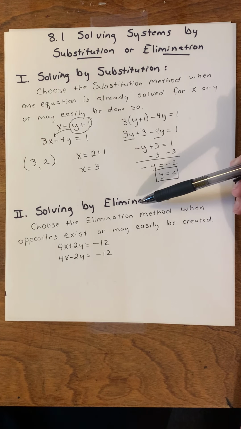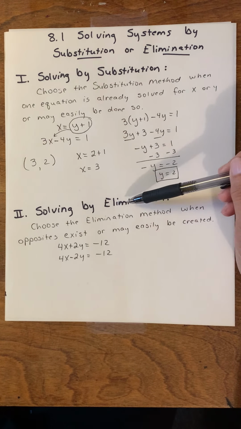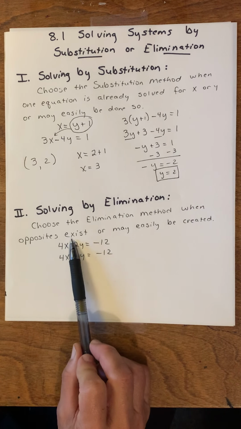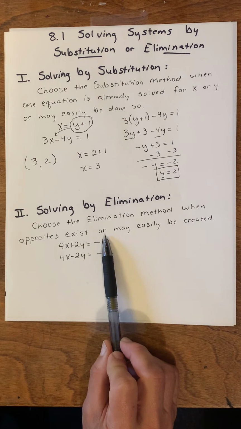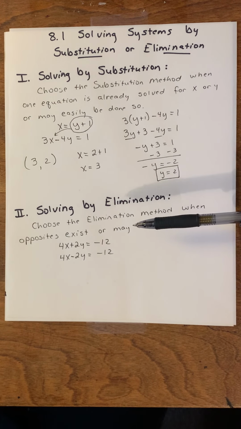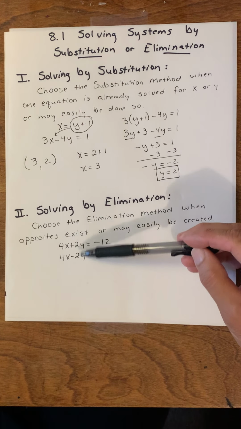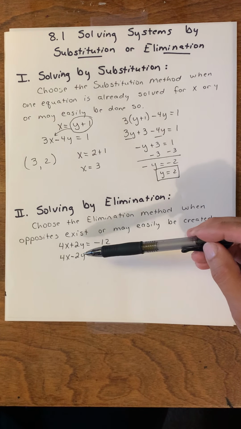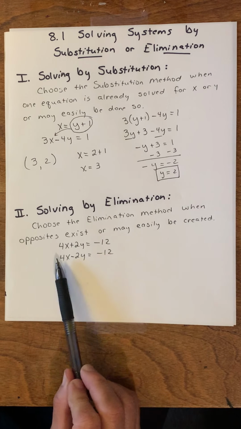All right, second method, solving by elimination. Some of you may have used the term cancellation or addition method. Those are all names for this method. It says choose the elimination method when opposites exist or may easily be created. Now, when I'm talking about opposites, I'm talking about the y's or the x's. I can make opposites of those terms.